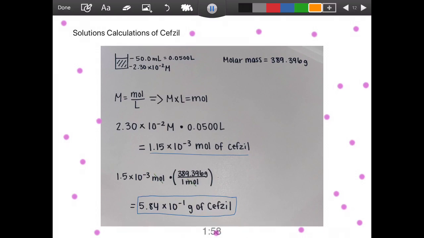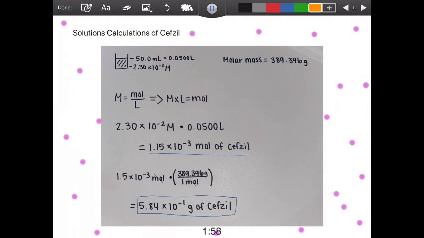Up in the corner, I have all the numbers that we were given, and we find the formula that works best for the problem, which is M equals moles over liters. And we were able to rearrange the formula to then get M times L equals moles, since we are solving for moles. So we can plug in the two numbers that we were given and solve for this question. We were given 2.30 times 10 to the negative 2 moles per liter times 0.0500 L. So then when we solve that, we are given this answer, 1.15 times 10 to the negative 3 moles of Cefzil.